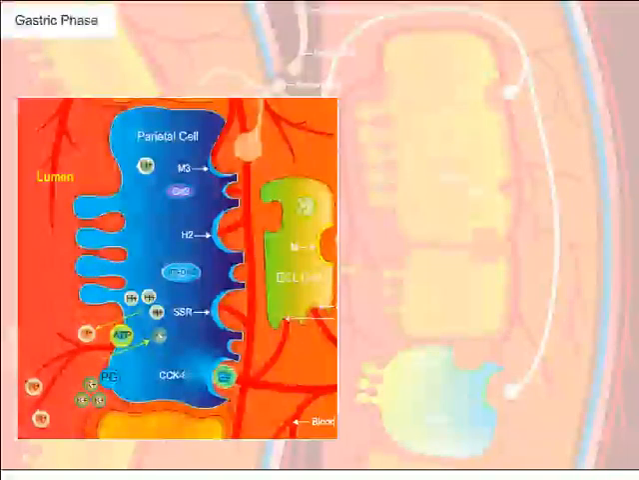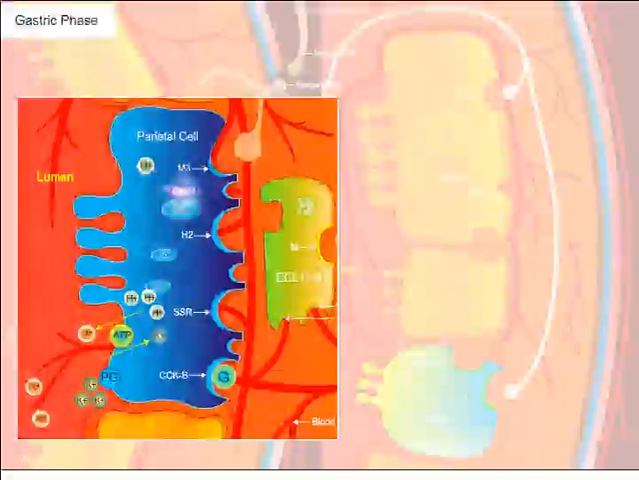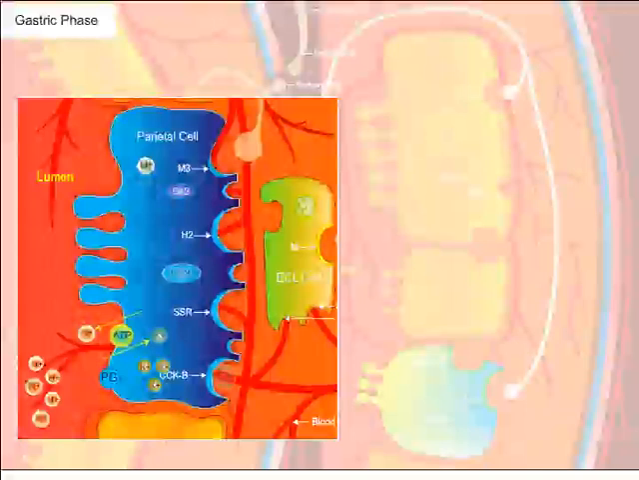Binding of gastrin to receptors on parietal cells activates IP3-DAG, leading to increased intracellular calcium, thus also contributing to the secretion of acid.